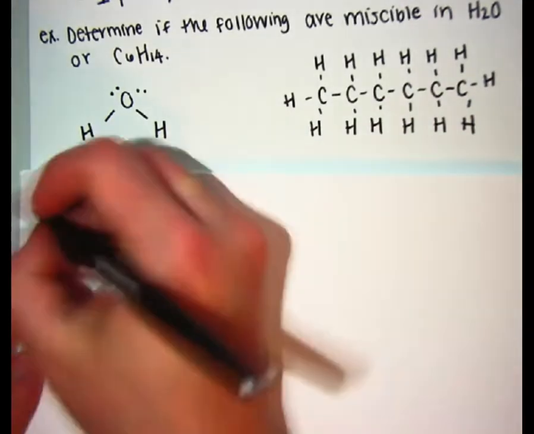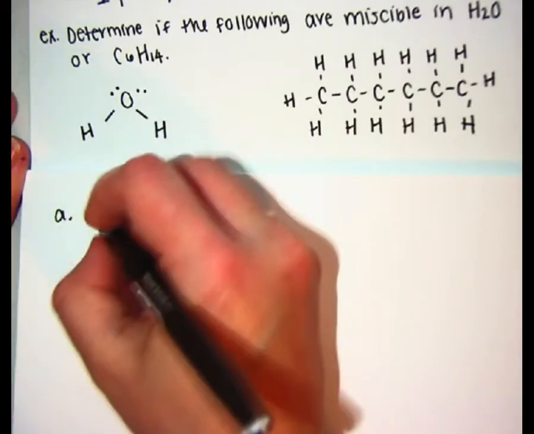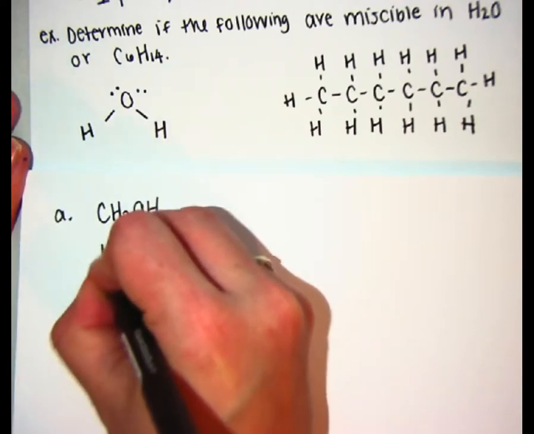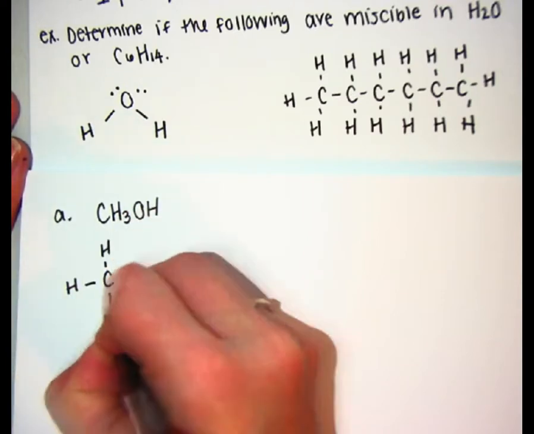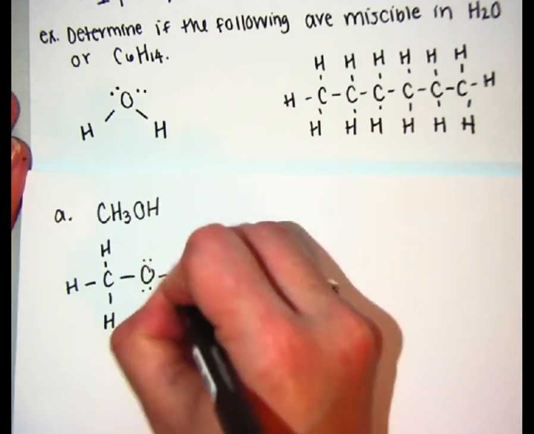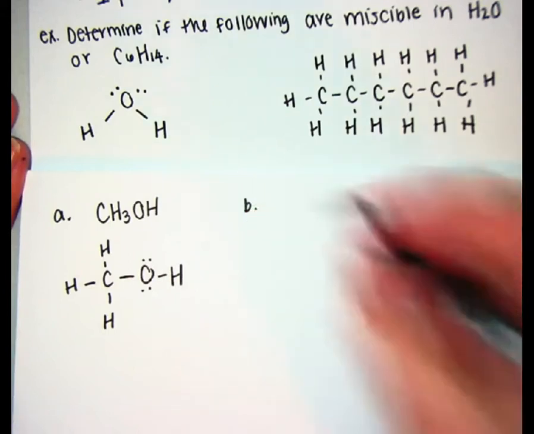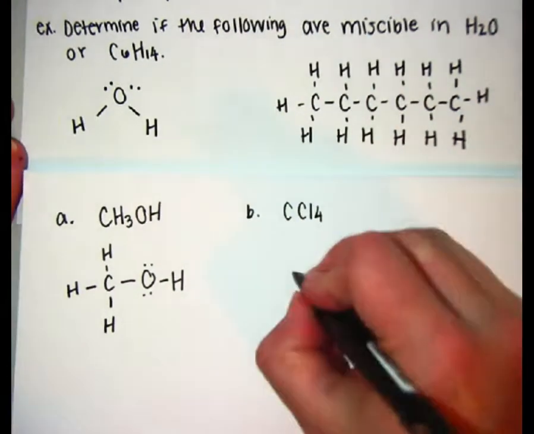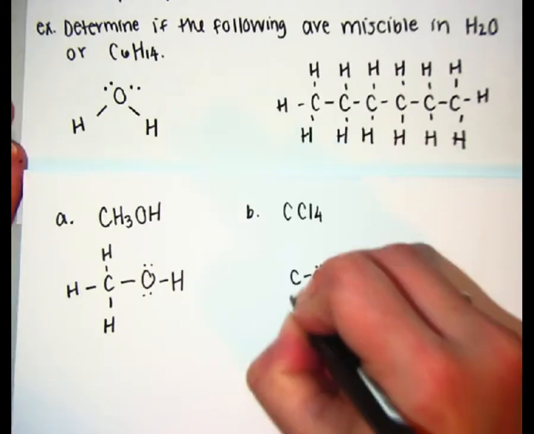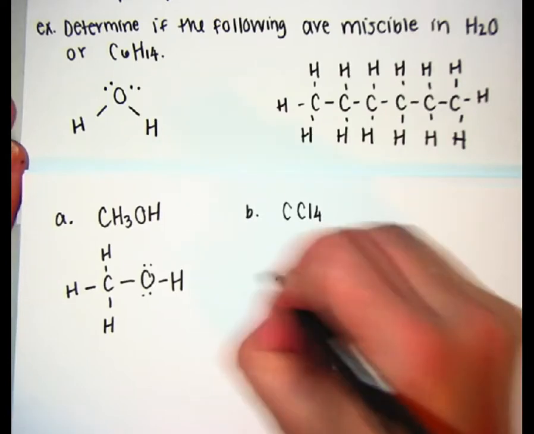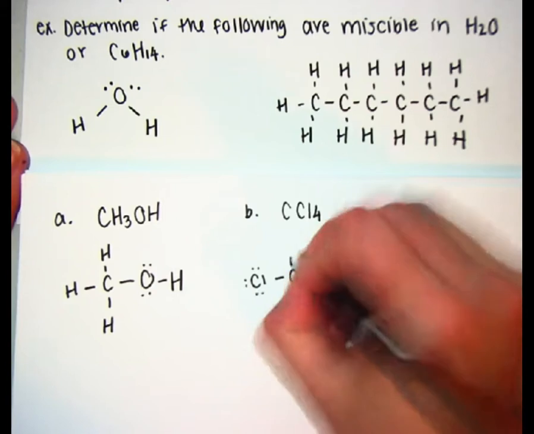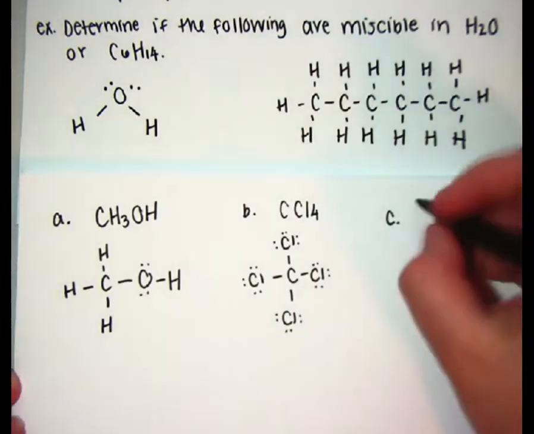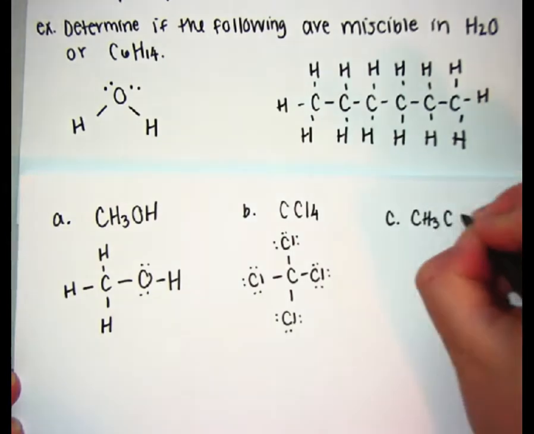First one, let's do methanol. B, carbon tetrachloride. For this unit, you will not have to draw Lewis structures again. You've already been assessed on those. I will give you the Lewis structures. You do need to do polarity though. And the last one, let's do acetone.